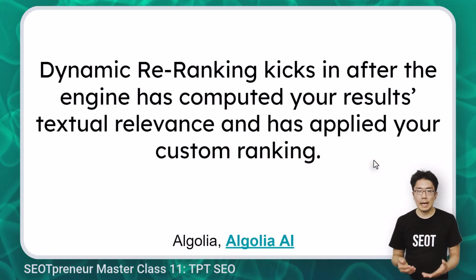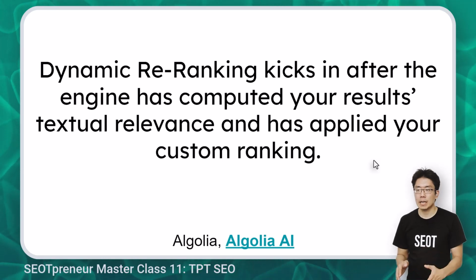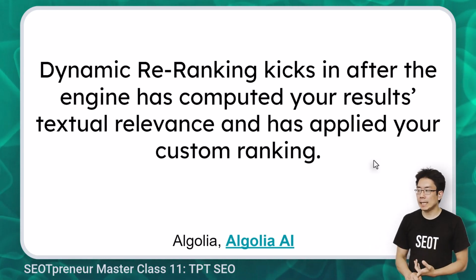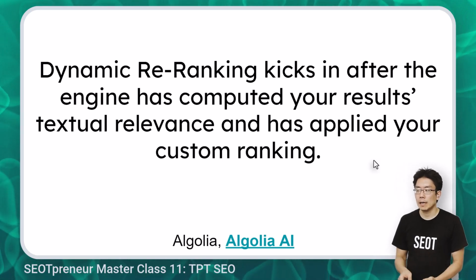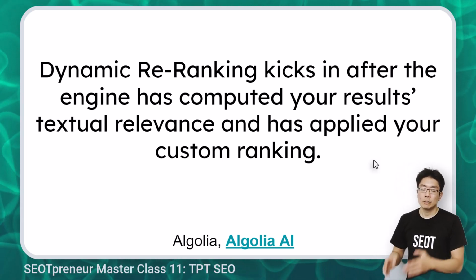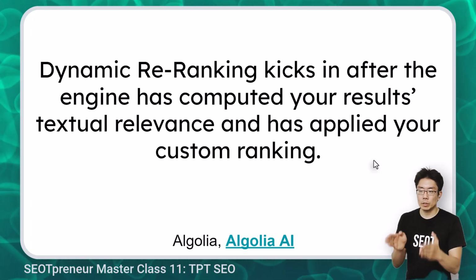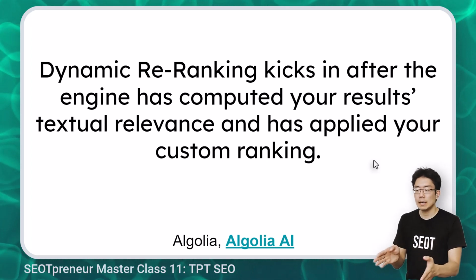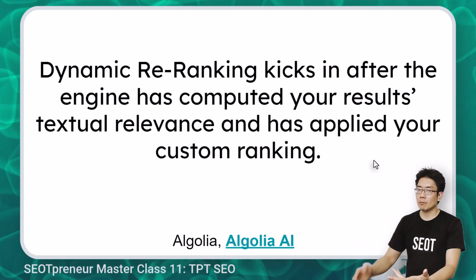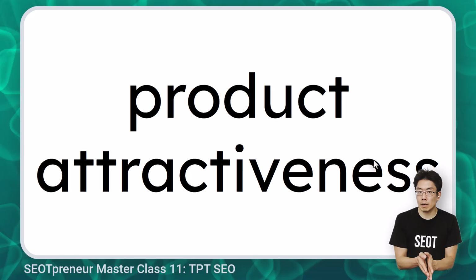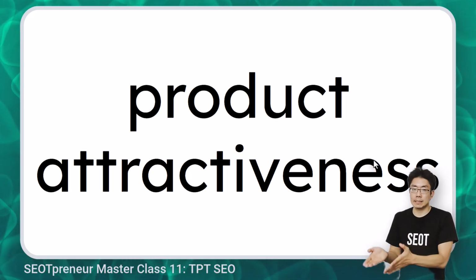And in the Algolia Artificial Intelligence Manual section, it says dynamic re-ranking kicks in after the engine has computed your results' textual relevance and has applied your custom ranking. So after it's done rules 1 to 7, which is textual relevance, keyword relevance, and it's done rule number 8, which is custom ranking, then dynamic re-ranking happens. This is based on product attractiveness, which is based on sales psychology.